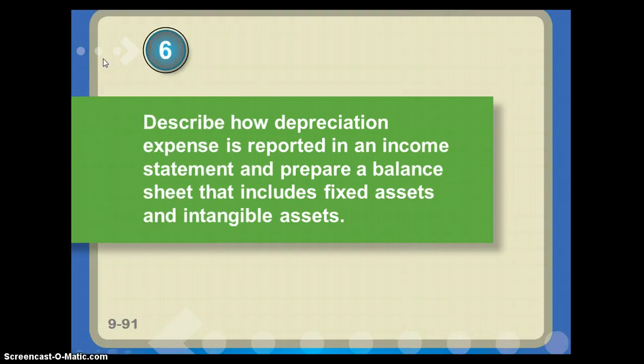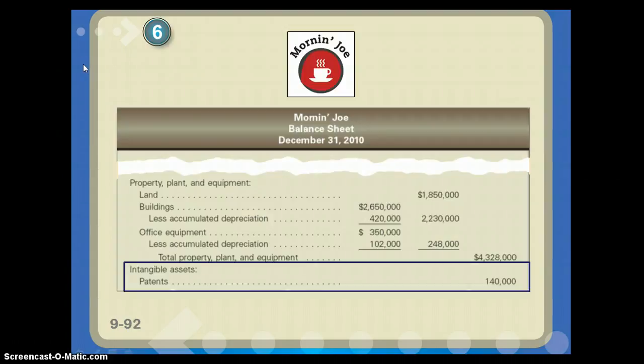The final goal of this chapter is to describe how depreciation expense is reported on an income statement and a balance sheet to include fixed assets and intangible assets. Here's an example of a balance sheet. Intangible assets shows under its own heading, and the patents, copyrights, trademarks would be beneath that. So intangible assets are separate from property, plant, and equipment, or fixed assets. It has its own category.